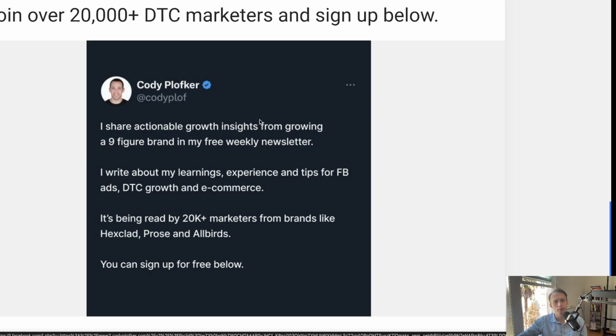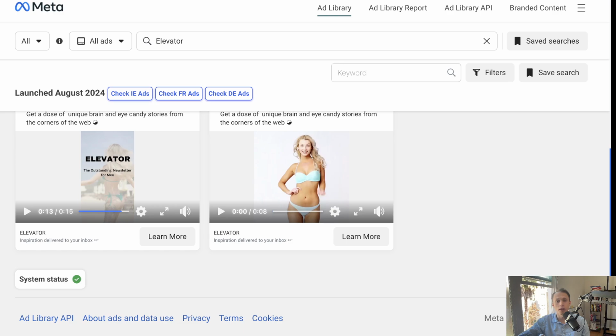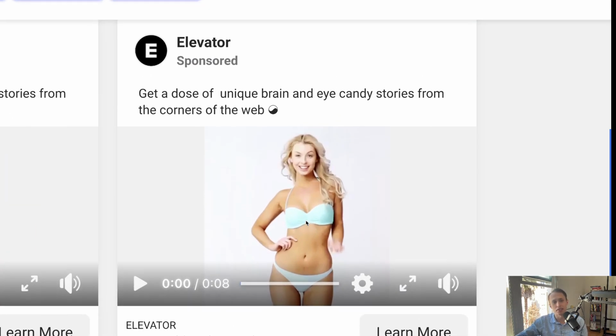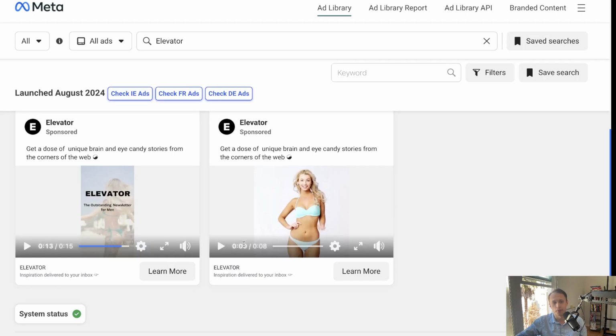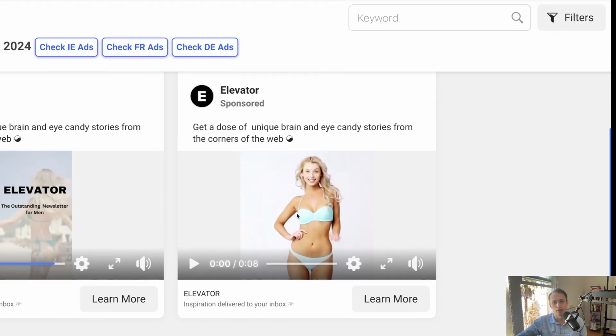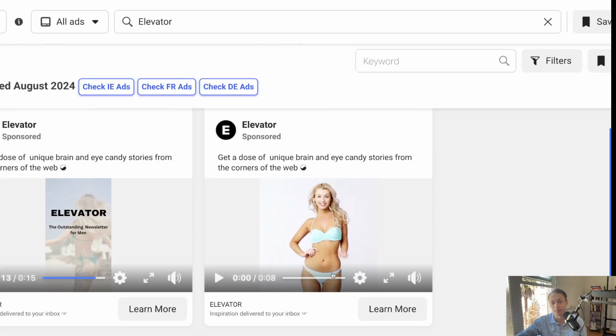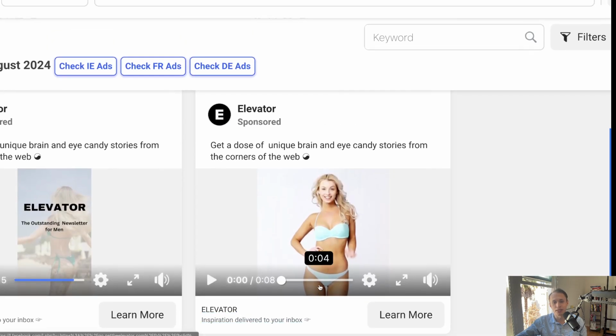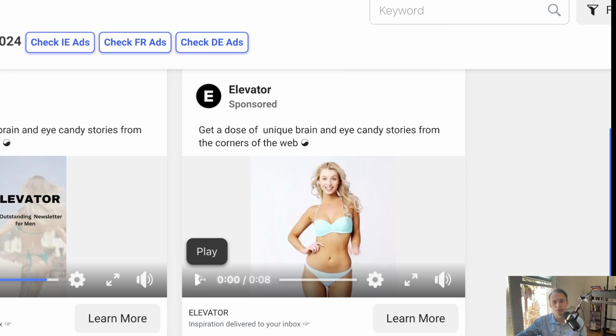So this is just some of the ad creative types you can test. And then the last ad creative type is one you shouldn't test unless you're a newsletter catering to horny men. But I just thought it would be funny to include this. I recently discovered this newsletter. I'm not subscribed, but their creatives are very interesting. I bet they're getting huge CTRs.